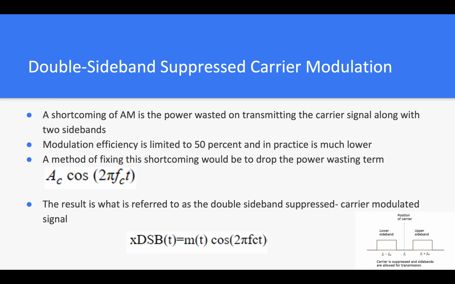Double sideband suppressed carrier modulation aims to fix some of the shortcomings of regular amplitude modulation, specifically the power wasted on transmitting the carrier signal. For normal amplitude modulation, the efficiency is limited to 50% at max, and the efficiency is much lower in practice. The way double sideband suppressed carrier modulation fixes these shortcomings is by dropping the power wasting term, which deals with the carrier component. Double sideband suppressed carrier modulation can be represented by the following equation that is listed on the slide.